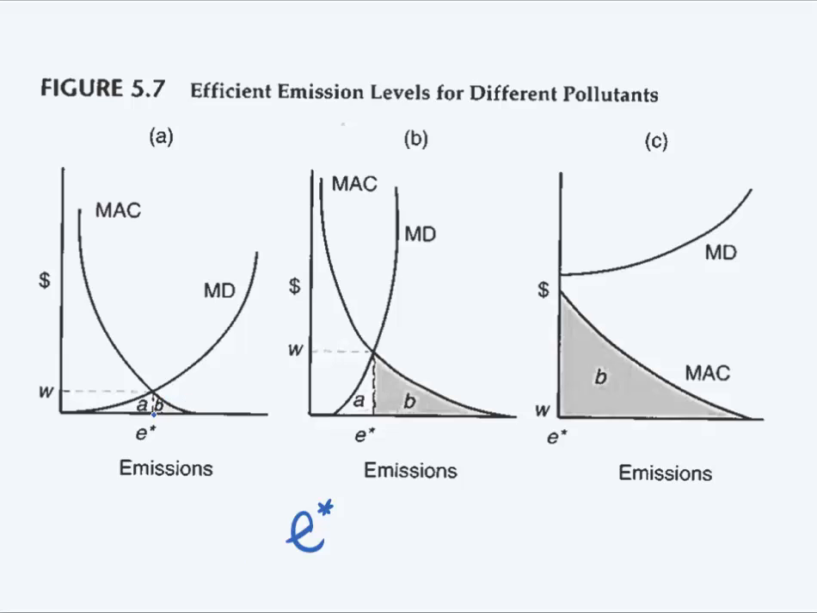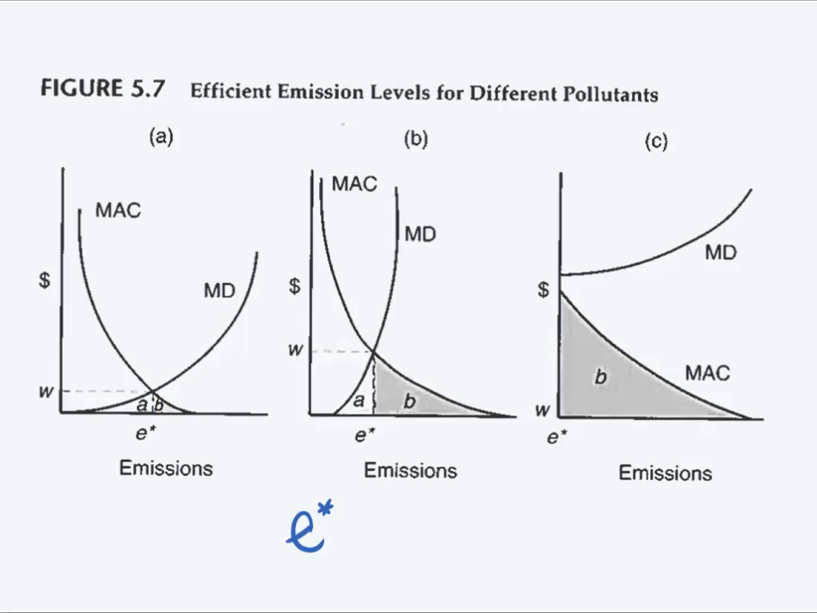So the first one, we have a positive amount of efficient emissions. This is because the marginal damages curve has a kind of flat area initially, and then it starts to increase, whereas the marginal abatement cost has almost no flat area and immediately increases drastically with emissions. This causes the area B, which gives us the total abatement cost, to be a little bit smaller than the total damages area A.